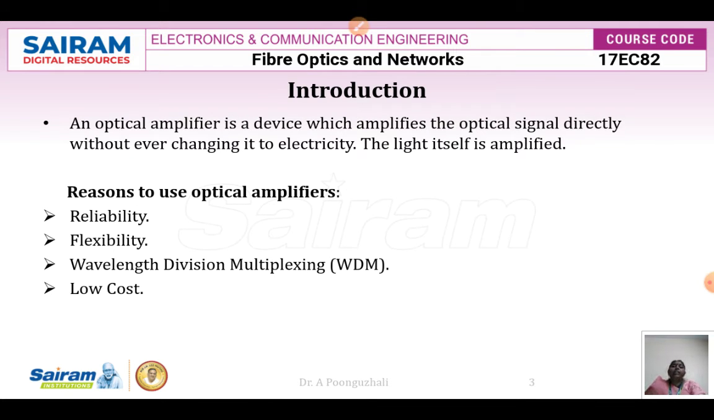Here we can define an optical amplifier as a device which amplifies the optical signal even without converting it into an electrical signal. The light signal itself will be amplified. Whatever light signal we propagate will be amplified by the optical amplifier. The main reasons to use optical amplifiers are reliability, flexibility, wavelength division multiplexing, and low cost. Because of these advantages, we can go for the use of optical amplifiers.